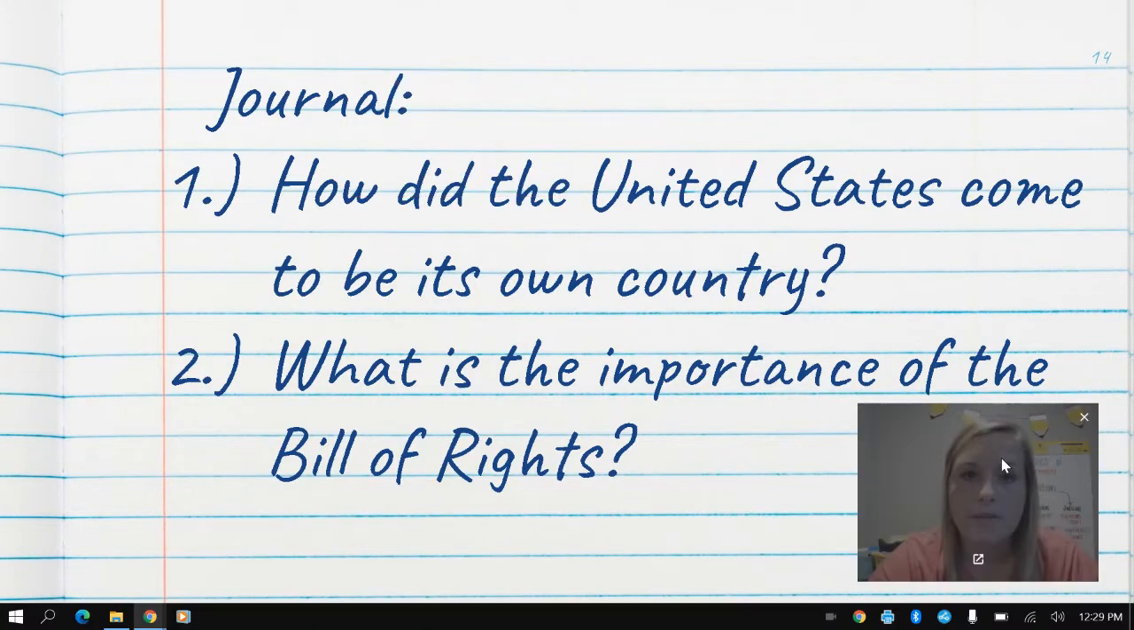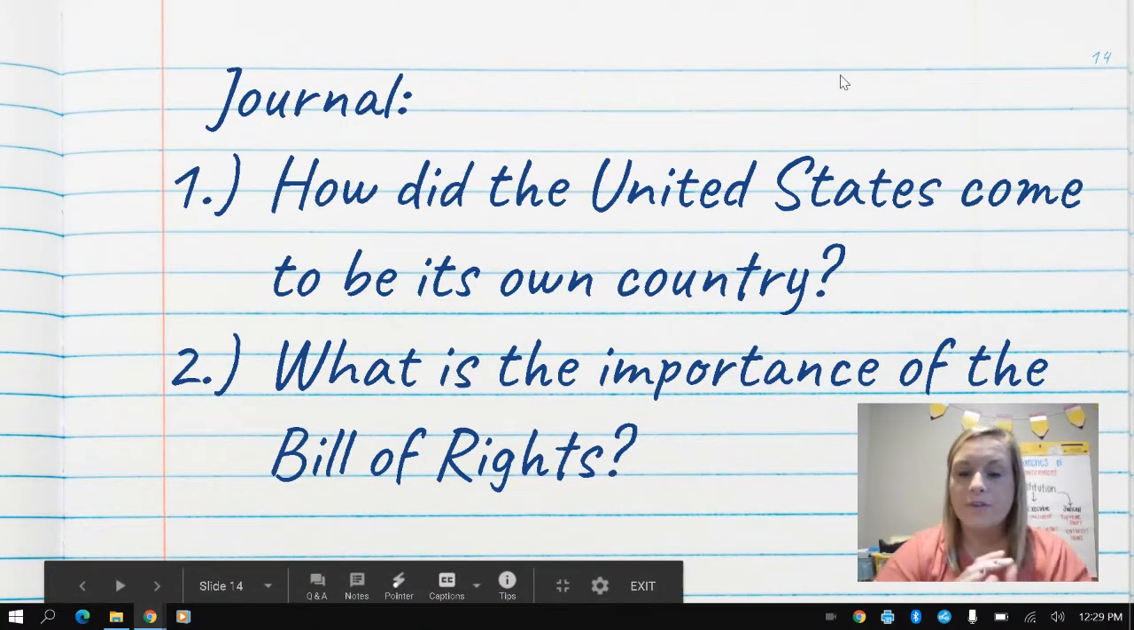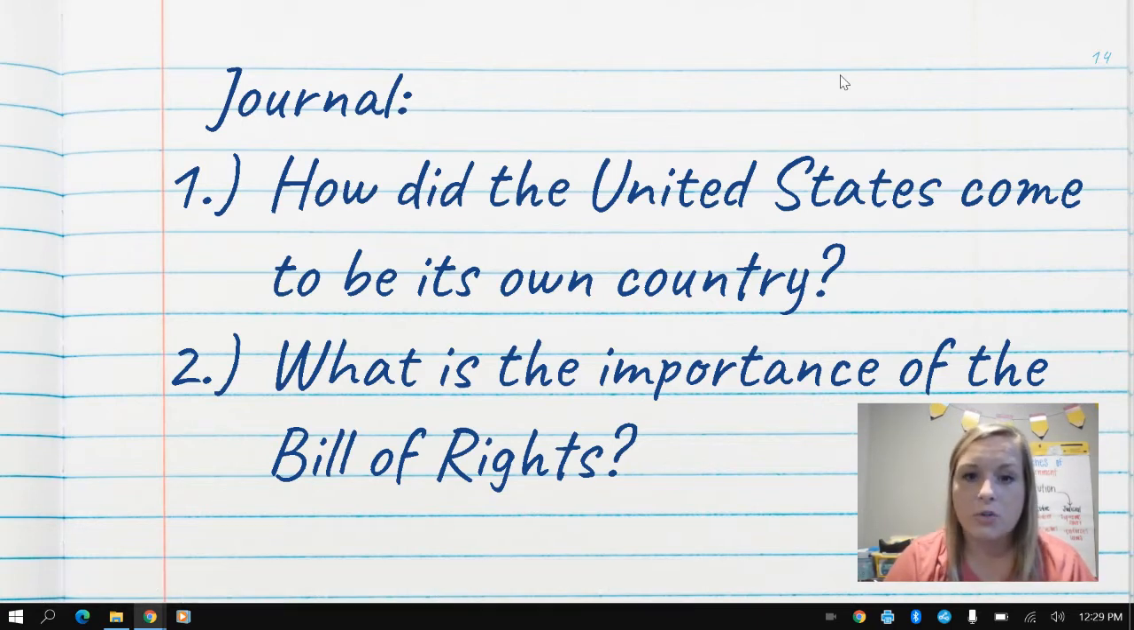Okay, so you have 2 journal questions today. Your first one is how did the United States come to be its own country? And number 2 is what is the importance of the Bill of Rights? So, what is the purpose of them? You may have to go back, reread, or re-listen to parts of the story. But how did the United States come to be its own country? And what is the importance of the Bill of Rights?